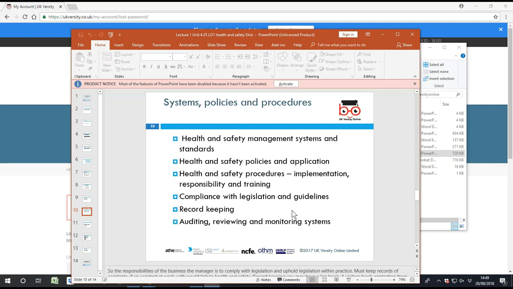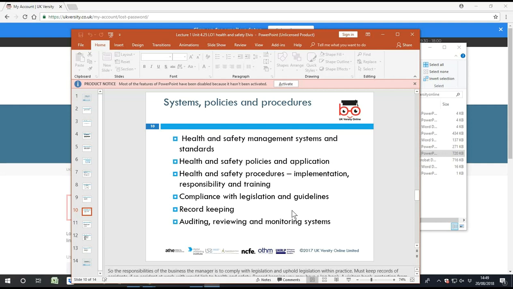And then we have compliance with legislation and guidelines. If we are not able to understand, apply and implement the procedures properly, then there are dire consequences in terms of financial cost and serious situations. If it's a care home, it can face closure. So the issue of compliance with legislation and guidelines is quite crucial.